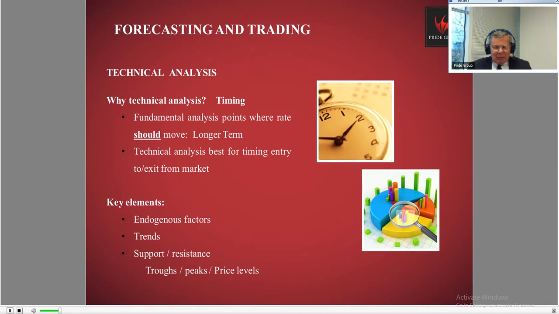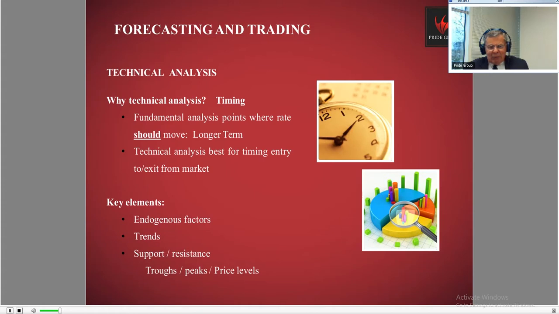Why technical analysis is best for timing entry to and exit from the market: the key elements involved are analyzing endogenous factors, factors that are contained within the price movement of whatever market we're trading. We're not really interested in any outside factors, such as supply and demand of a commodity. Everything we need to look for in terms of technical analysis is right there within the market movement itself.